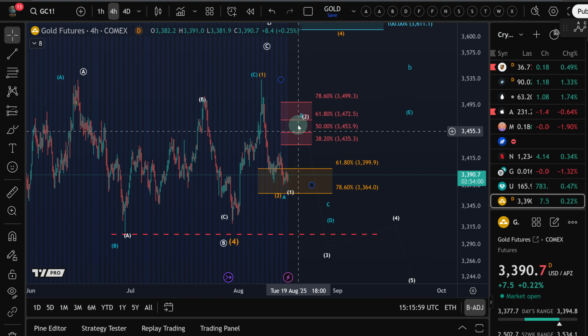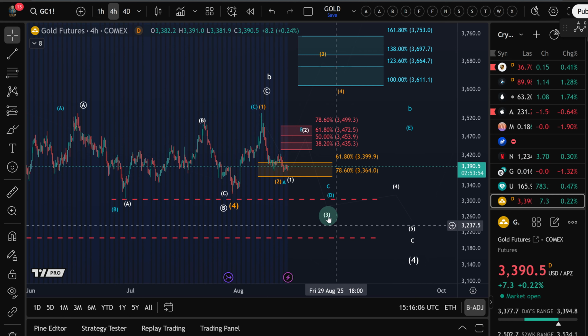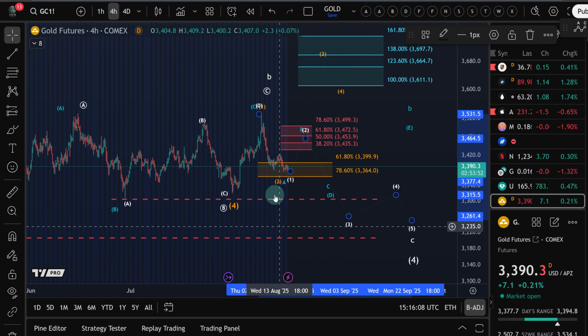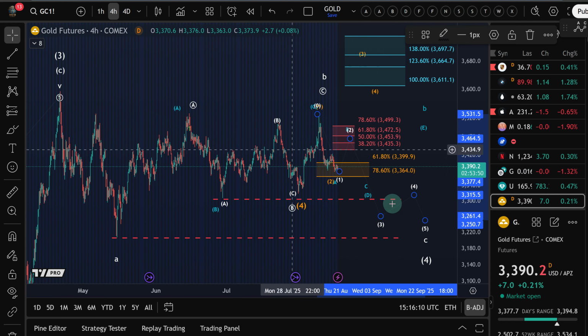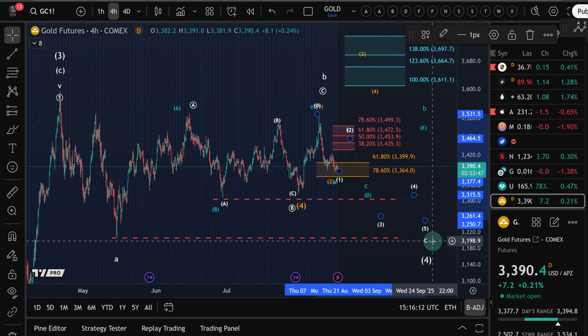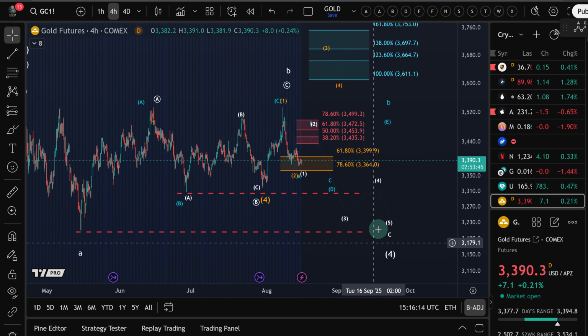So if we see a bounce, maybe it's now next week or late today, then this will be the resistance area. And then if we see a strong rejection from there, a third wave down might begin. That's the short-term bearish count. It would then, when the C wave is done, potentially be around $3,200.